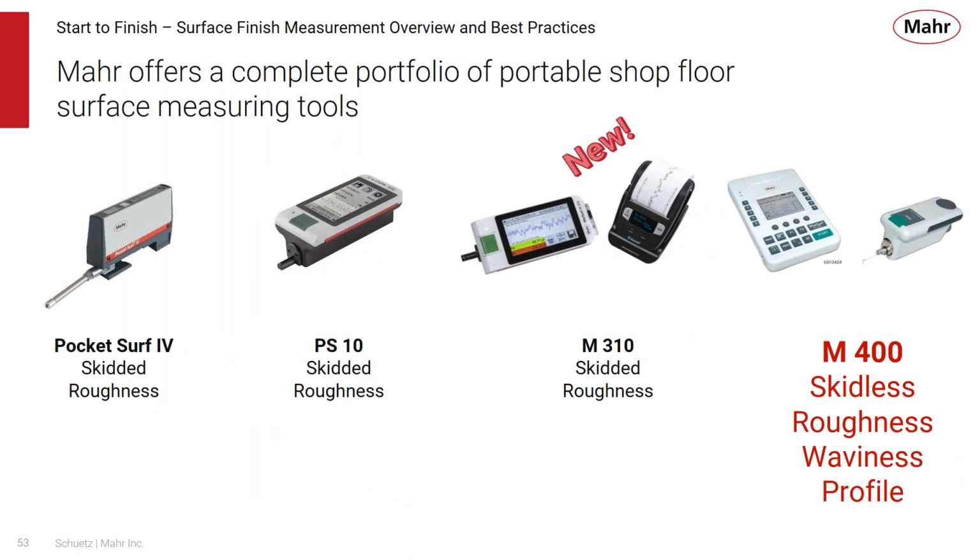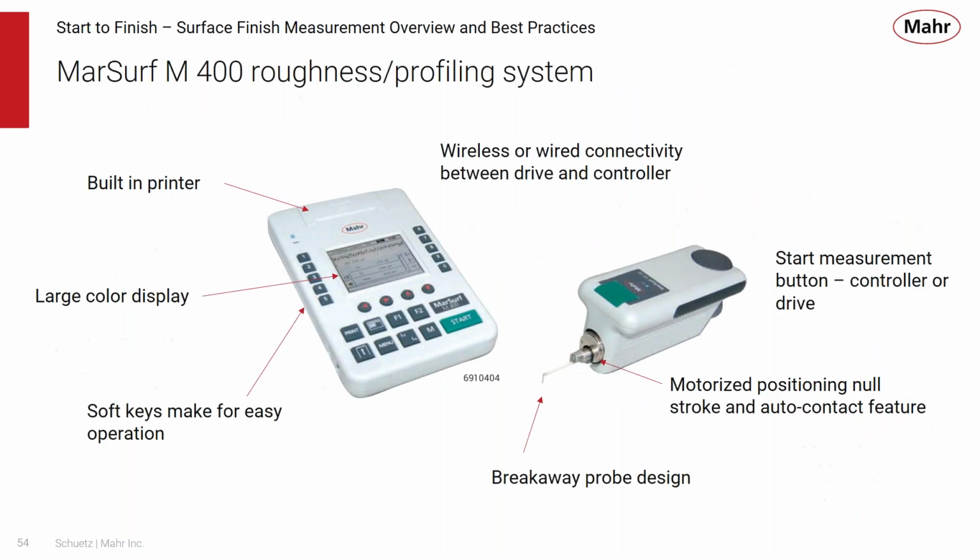And then finally, Mahr has a skidless roughness and waviness profiling system that's portable, that can be used at the point of manufacture, and that's the M400. This is, again, a skidless roughness profiling system, very similar capabilities as the other systems, with a large display, simple to start, using the green start button, so it's quite clear what's going on here. We use a unique breakaway probe design.